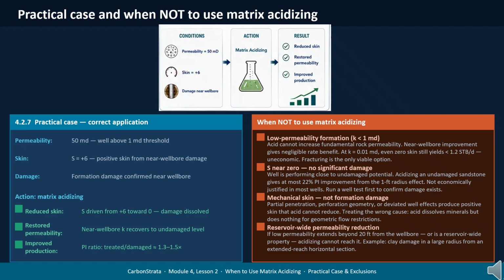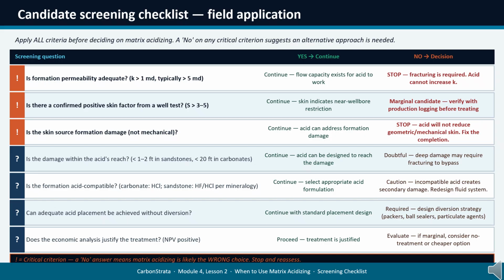Now connect both sides. The left side defines when the method applies. The right side defines when it is excluded. If any exclusion is true, the method is not adjusted. It is rejected. Look at the table. Do not read everything. Scan the colors first. Green means continue. Red means stop. Now start from the top row.